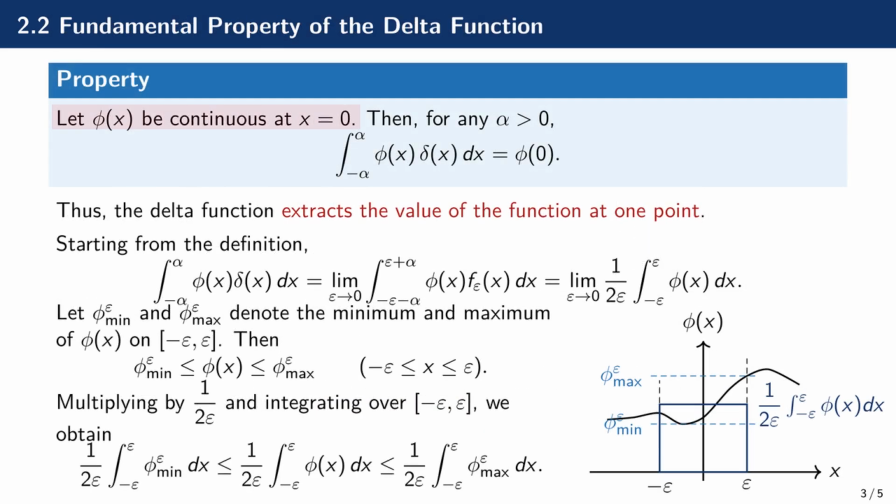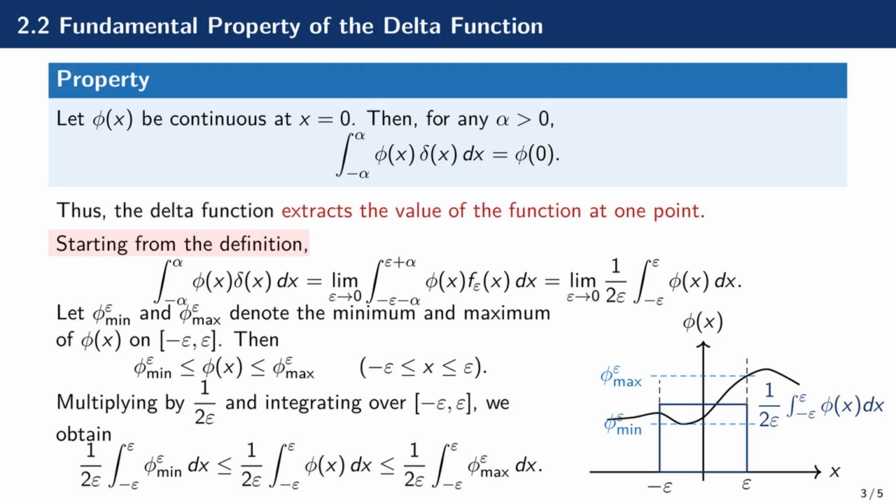Now let us consider a function phi(x). Assume it is continuous at x equals 0. Then the integral of phi(x) times delta(x) gives phi(0). This means that the delta function picks out the value of the function at one point.